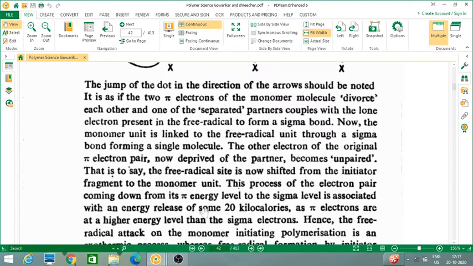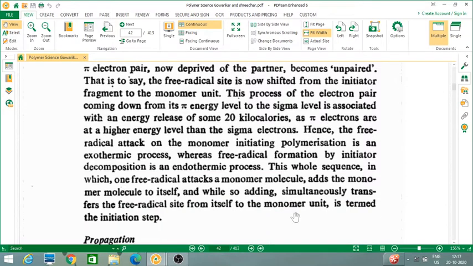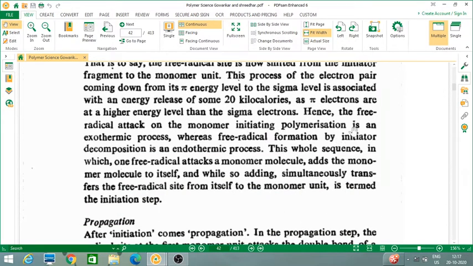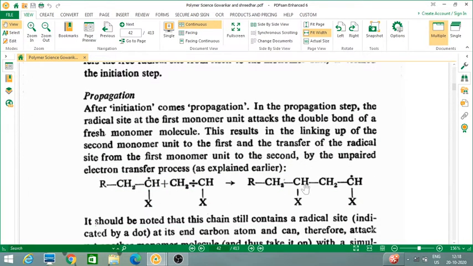So there is a release of energy, 20 kilocalories. Hence, the free radical attack on the monomer initiating polymerization is an exothermic process. Energy release means exothermic, whereas free radical formation by initiator decomposition is an endothermic process. That means it takes in energy. The whole sequence in which one free radical attacks a monomer molecule, adds the monomer molecule to itself, and while so adding, simultaneously transfers the free radical site from itself to the monomer unit is termed the initiation step. So I hope you're clear with the initiation step. Now let's see the propagation.